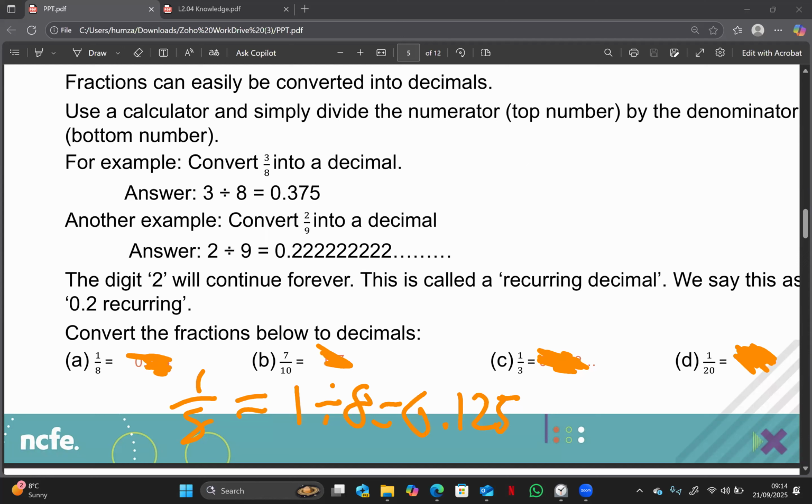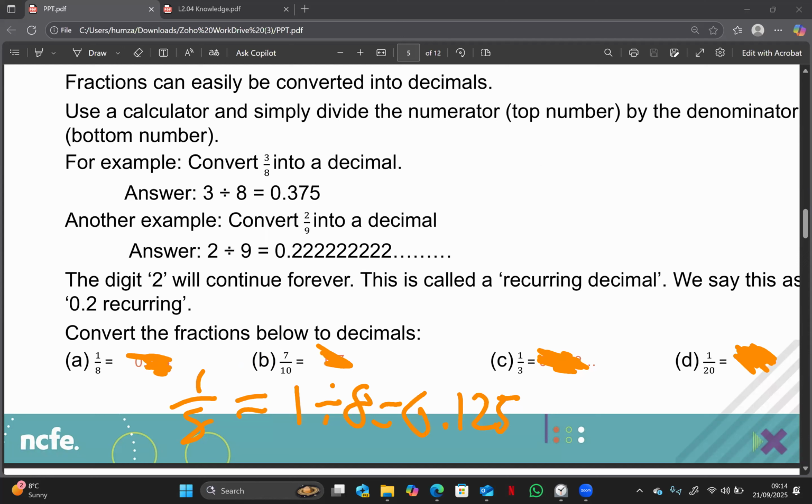So the second one is, no, B, sorry, B. This one. Seven over 10. 7 divided by 10. Yeah, exactly. So what's the answer?